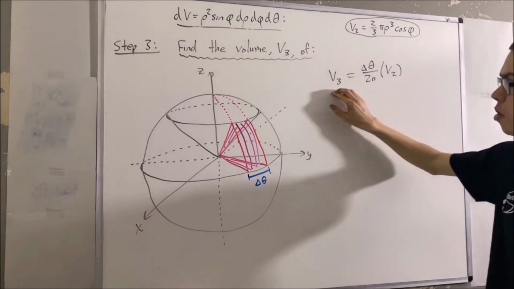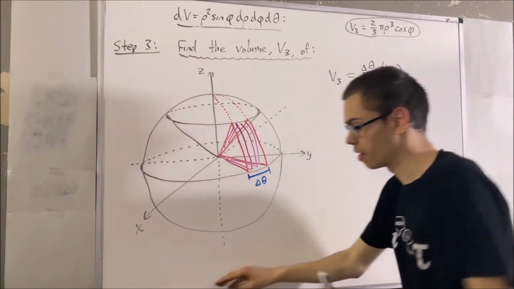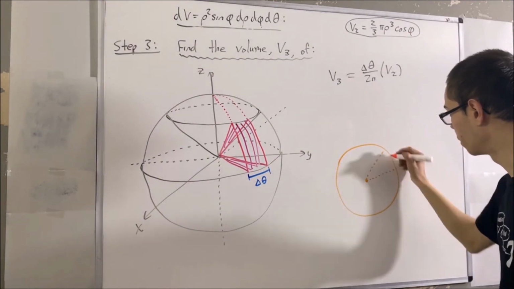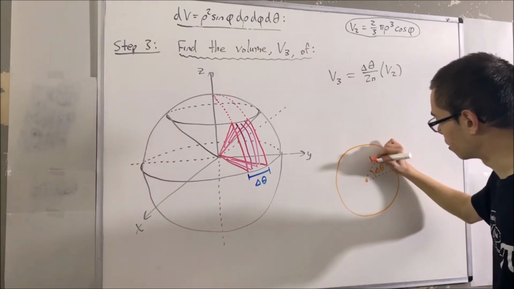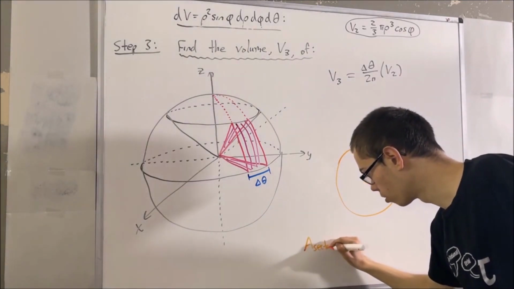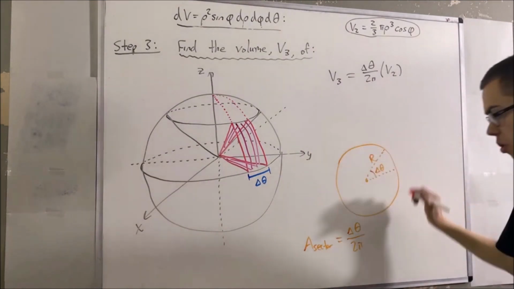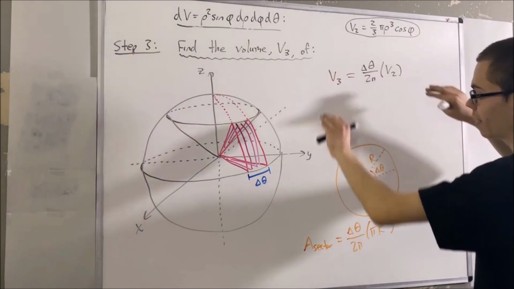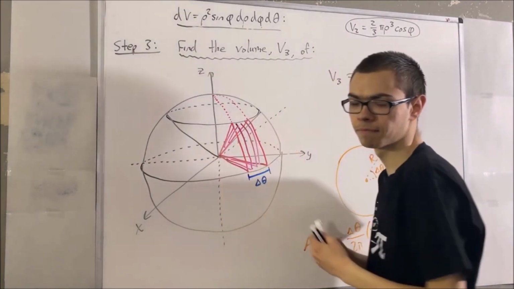But this volume is directly analogous to finding the area of a circular sector. If you recall, the area of a circular sector looks something like this. This sector spans some angle, delta theta, and has some radius, r. Well, it turns out that the area of the sector is equal to delta theta over 2 pi times the area of the circle, which is pi r squared. And so this is directly analogous to finding the area of a circular sector. It's just, in this case, it's in 3D.